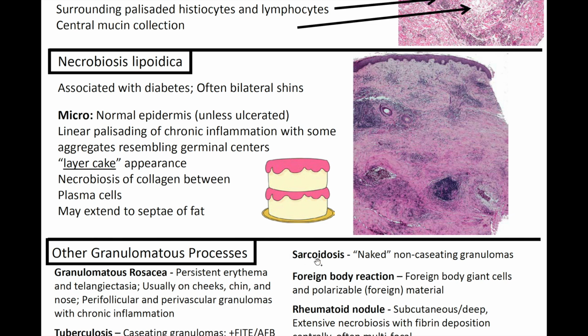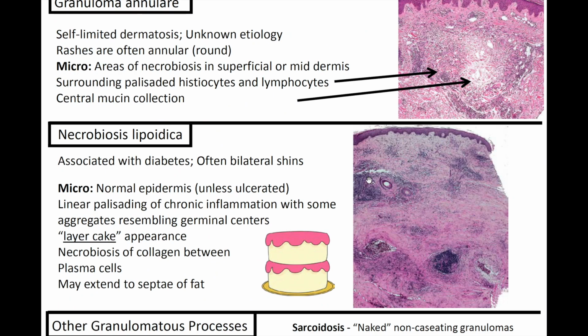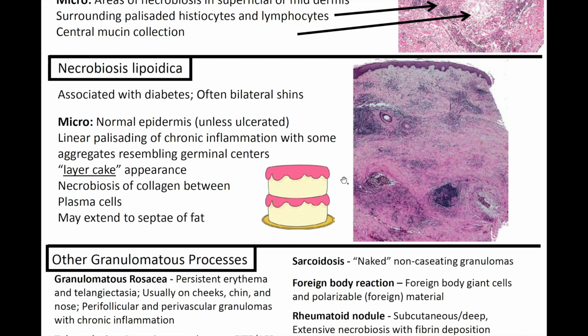Next up, we've got sarcoidosis. And these are naked, non-caseating granulomas, like we have up here. And you can also have a granulomatous process with a foreign body reaction. So you'll have foreign body giant cells and polarizable foreign material. So you would imagine that if the body has some foreign material in it, like a suture or something else that is foreign, it's going to react to that, right? The cells are going to, you'll have inflammation, and this is probably a granuloma forming, trying to remove whatever is in the body.